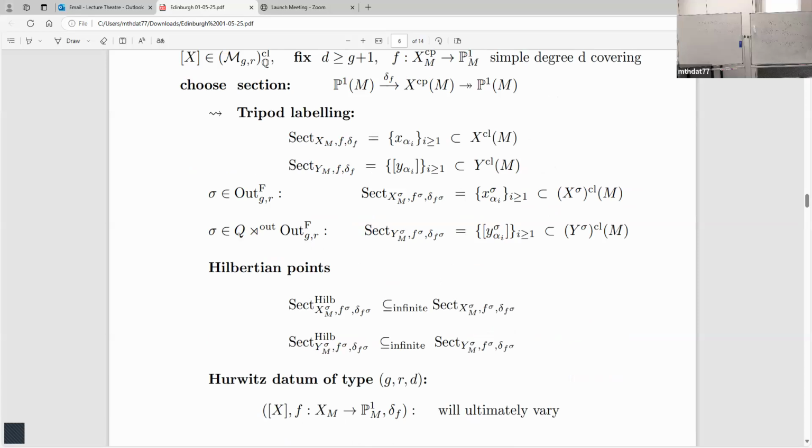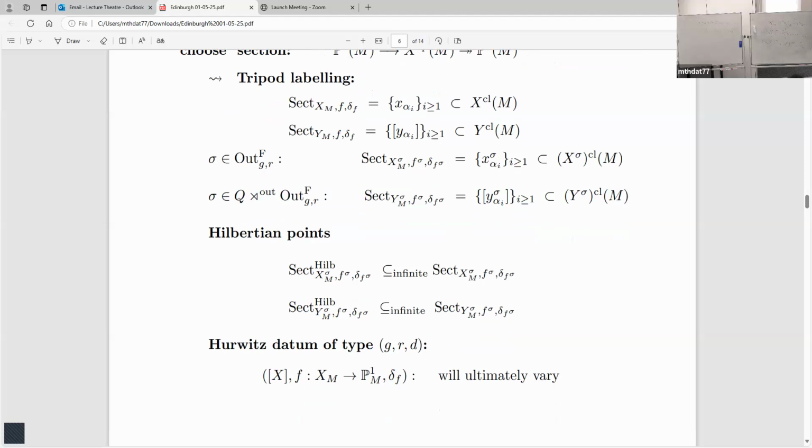Okay, so in fact we will work with Hilbertian points. So we want a version of these points which satisfies certain property, right? So ultimately we will work with an infinite set of points within these points which satisfy certain Hilbertian properties. So the Hilbertian property plays a crucial role here. And so we have the notion of a Hurwitz datum. So a Hurwitz datum is just a point X, a simple covering F, and this section delta F. And ultimately, we will let this Hurwitz data vary. So we will work over the moduli.